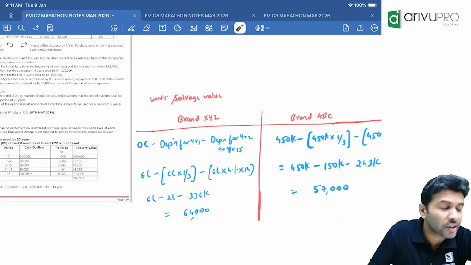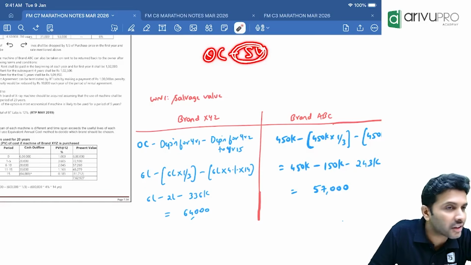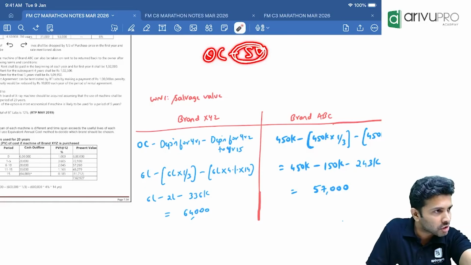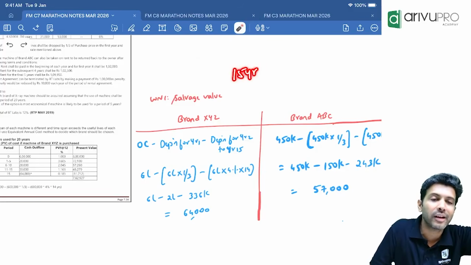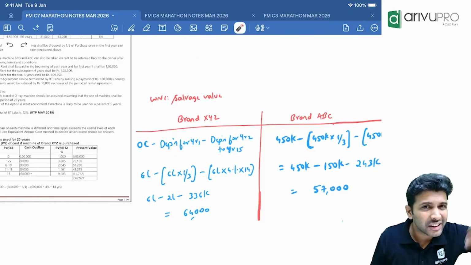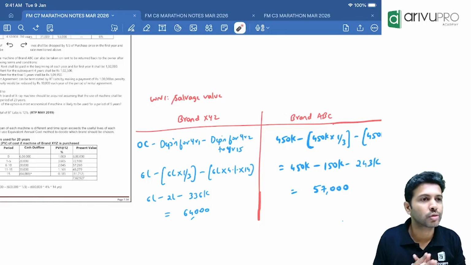Because what is straight line method ka formula? Original cost minus salvage value. I mean, will salvage value get depreciated? No. From original cost, you remove salvage value and the balance will get depreciated over life. Correct? No? In this problem, salvage value was not given. That is the crux of this question.